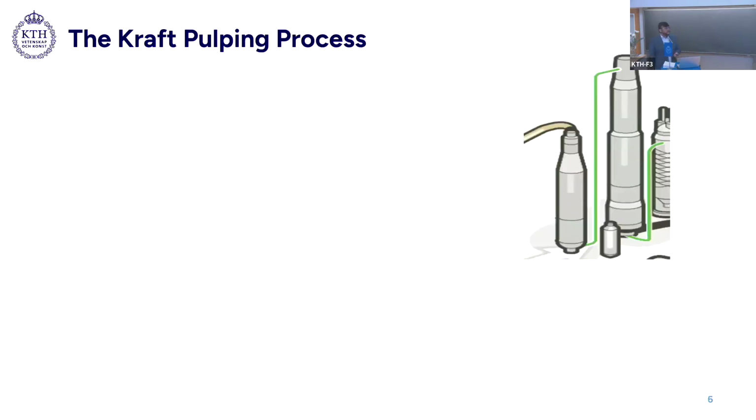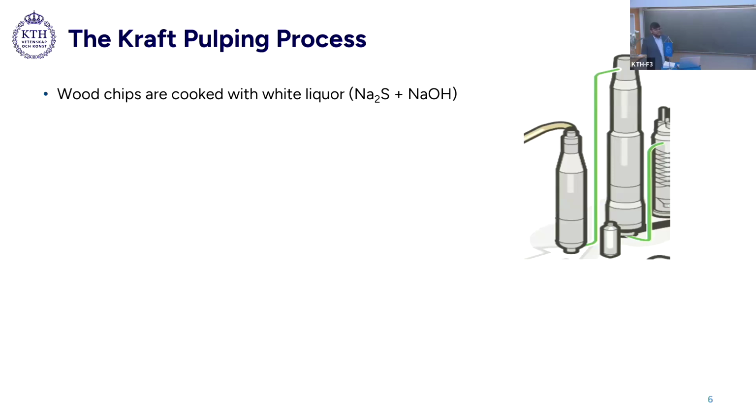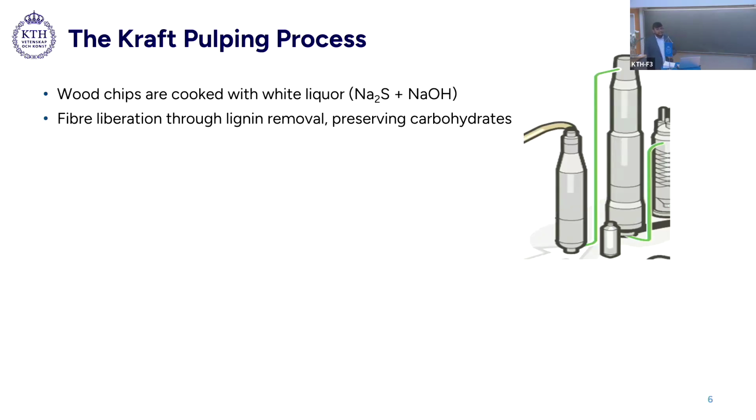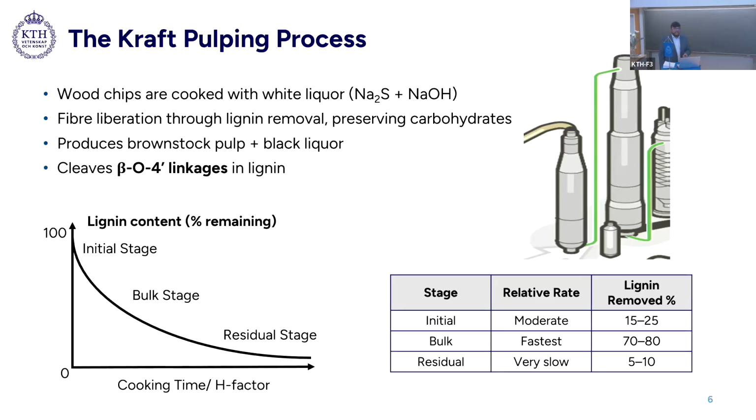When we look into the Kraft pulping process, wood chips are coated with white liquor, and the objective is to selectively remove lignin from the wood. The products from it are Brownstock pulp as well as black liquor. The key reaction involves cleaving the linkages in lignin. The delignification rate takes place in 3 stages: initial, bulk, and residual, where the relative rate is moderate in the initial stage, fast in bulk, and then very slow at the residual stage.